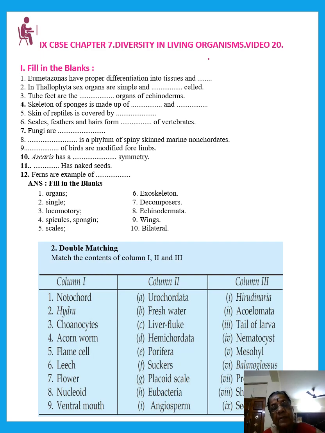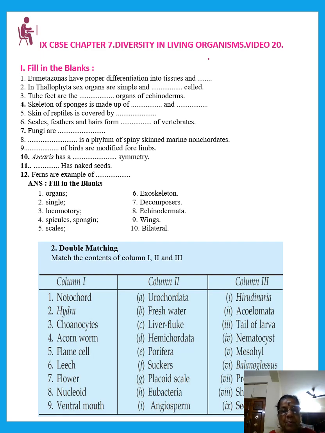Okay. Then double matching. You should know to match notochord, hydra, and so on. Some of it is hidden in the video, so note it down. Sixth, balanoglossus; seventh, prokaryote; eighth, shark; ninth, seeds in fruit. So how should you match this? Go through it and see. Notochord.